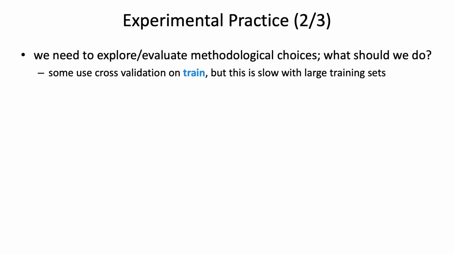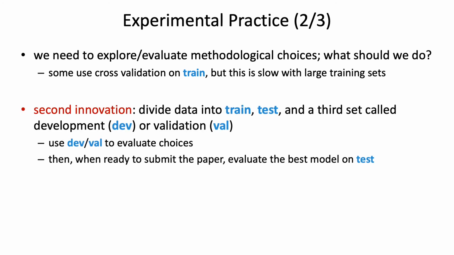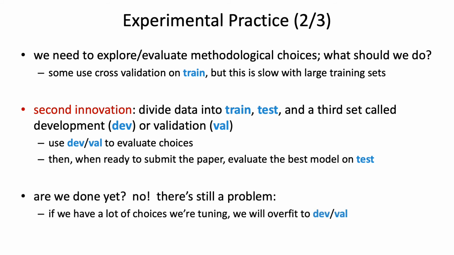So how should we explore and evaluate choices in building systems? People sometimes use cross-validation on the training set, but that's not practical for large training sets. So the second innovation is to divide the data into not just train and test, but also a third set called development or validation, which we use to evaluate in preliminary experiments. Then once we're finished the research project, ready to submit the paper, we evaluate our best model on the test set. However, there's still a potential problem with this. If we have a lot of things to tune, we can end up overfitting on the development set. It's no longer a good predictor of how our model will perform on the test set because we've used it for too many decisions.